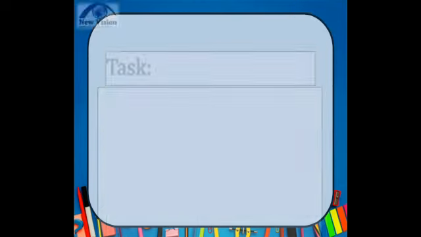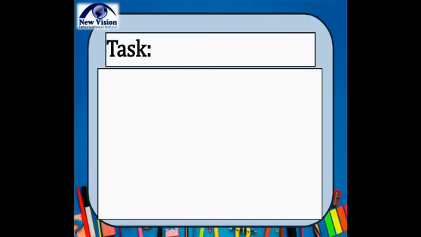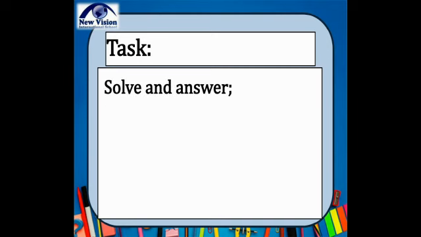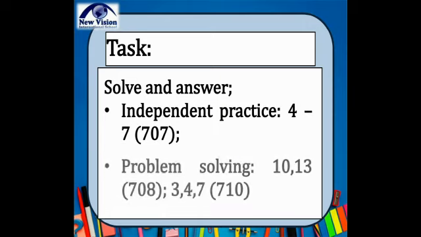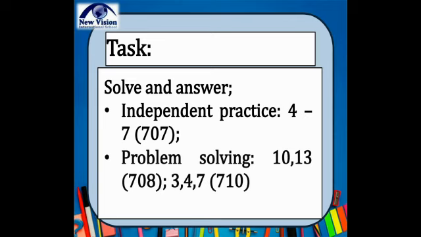Alright, it's now time for your independent practice and problem-solving task. Please solve and answer independent practice item numbers 4 to 7, page 707, and problem-solving item numbers 10 and 13, page 708, and item numbers 3, 4, and 7 on page 710. We will check your answers in my next video.